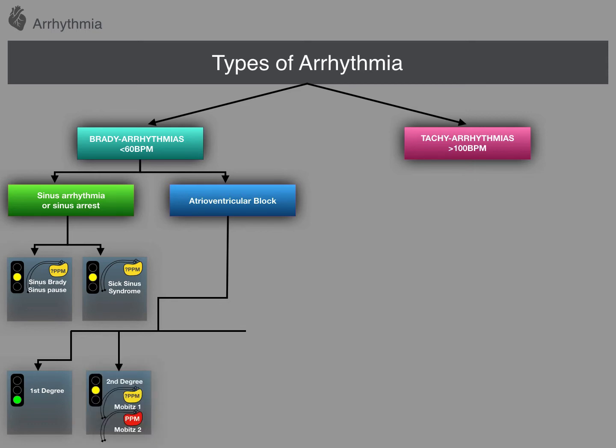Second degree AV block is broken down into type 1 and type 2, often referred to as Mobitz type 1 and Mobitz type 2. This second degree block can be of variable significance. A type 2 second degree block will always require a pacemaker, whereas a type 1 second degree block only sometimes requires a pacemaker. Third degree AV block is also known as complete heart block, so there is no signal transmitted through the AV node. These patients always require a pacemaker.